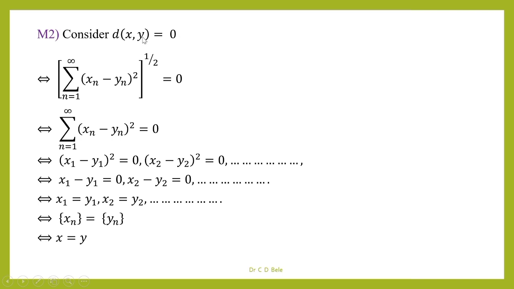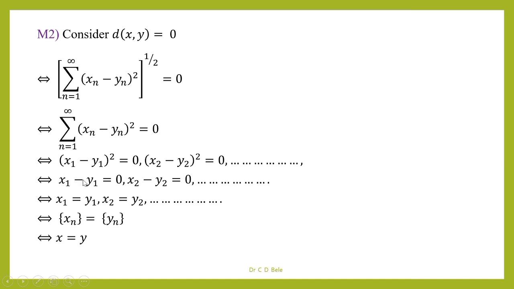Substitute the value of d(x,y): the summation of (xn minus yn) squared, n equal to 1 to infinity, raised to 1/2, is equal to 0. Now here we have to square both the sides, so we get this term. Now the summation of square terms is equal to 0 and therefore each square term must be equal to 0.